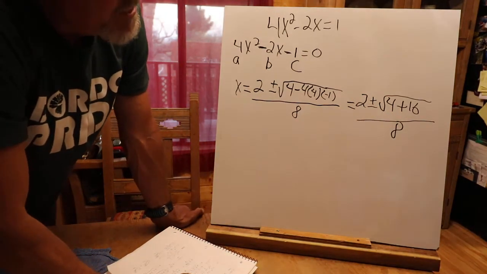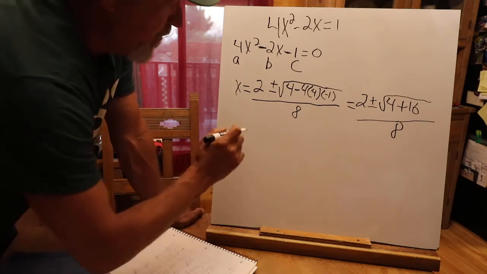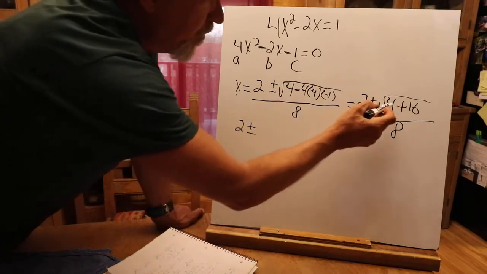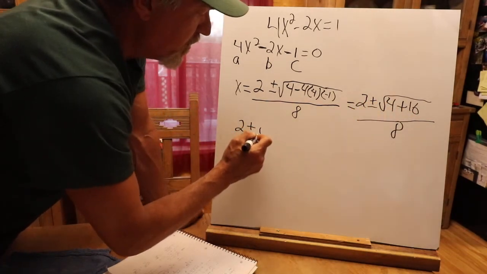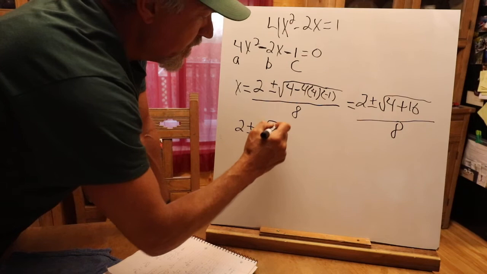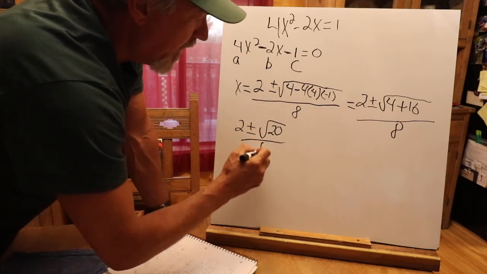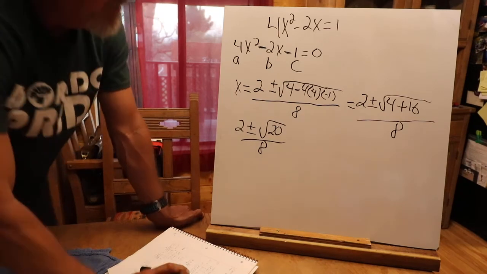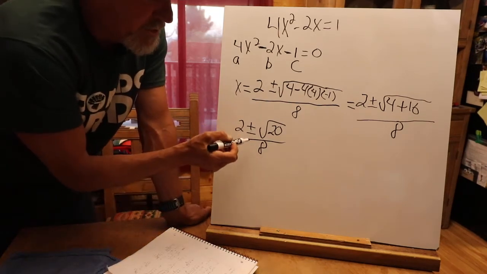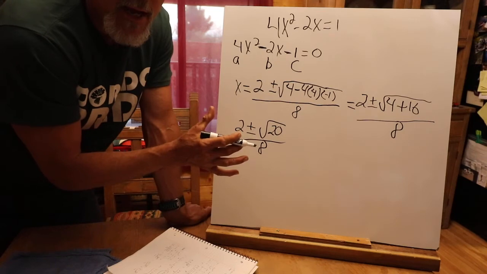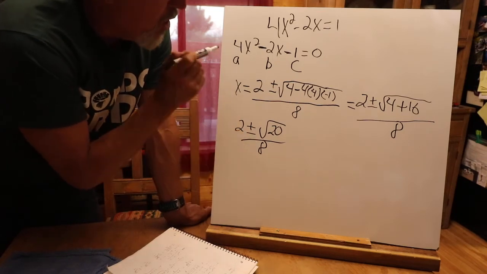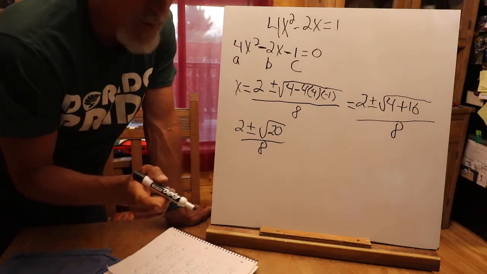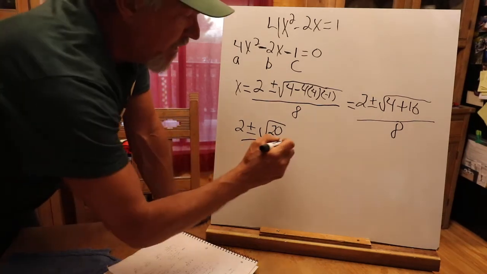Now my next step is to simplify it again. So I rewrite it. 2 plus minus the square root of 4 plus 16, which is 20, and on the bottom I have my 8. Once you get to here, you're almost done. I am going to make this into decimal answers. Your quiz today has 7 questions on it. They're all these problems, and they're all going to have decimal answers. And they're all going to have 2 answers. But here's how you find them.